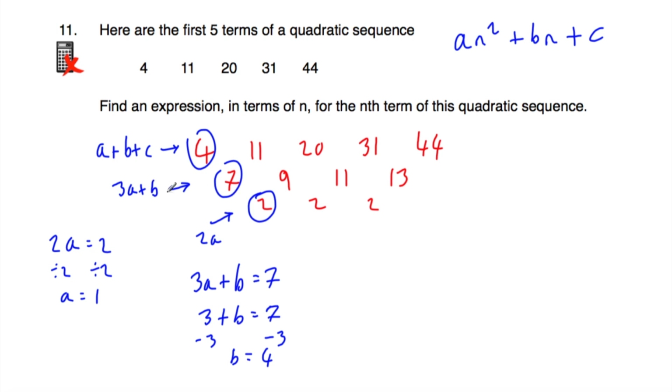So that means that a is equal to 1, so it's going to be n squared, and then b is equal to 4, so it'll be n squared plus 4n. Now we just need to find out what c is. So we've got a and we've got b.